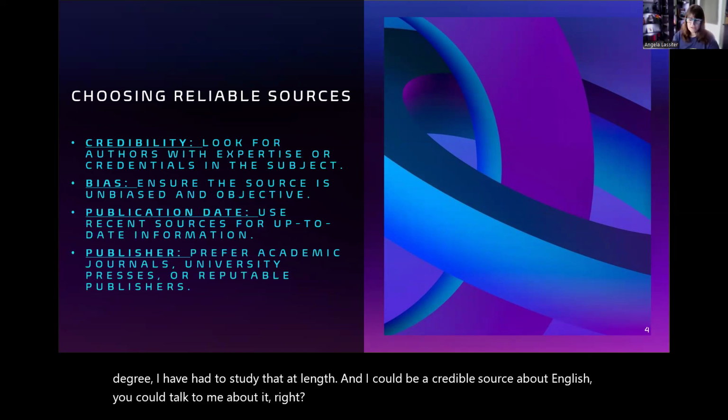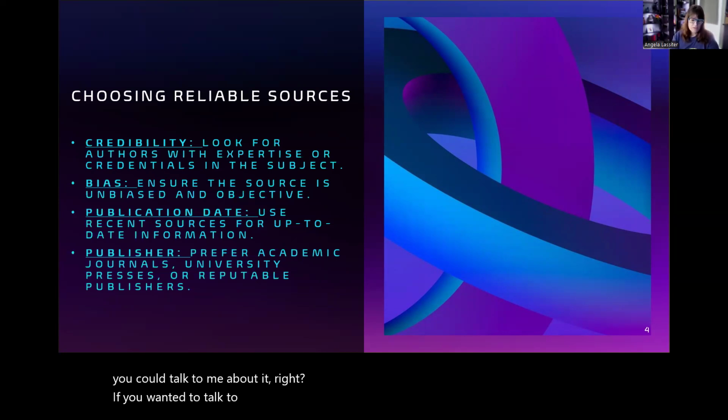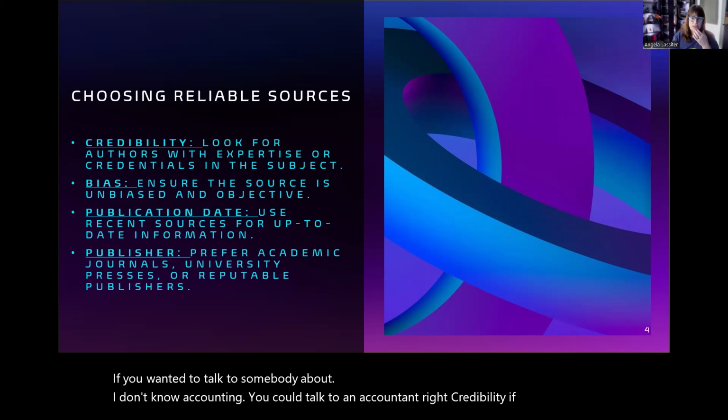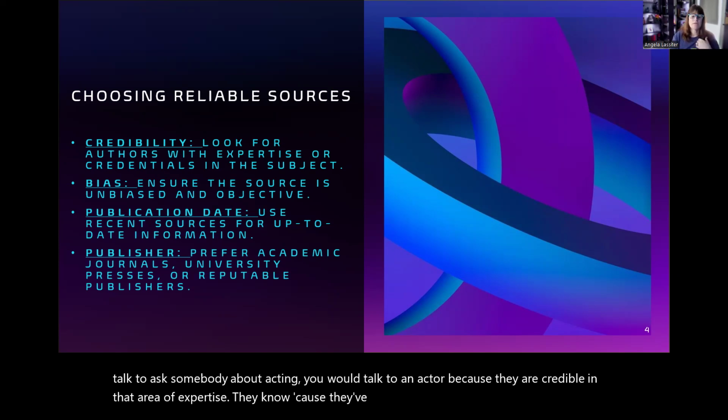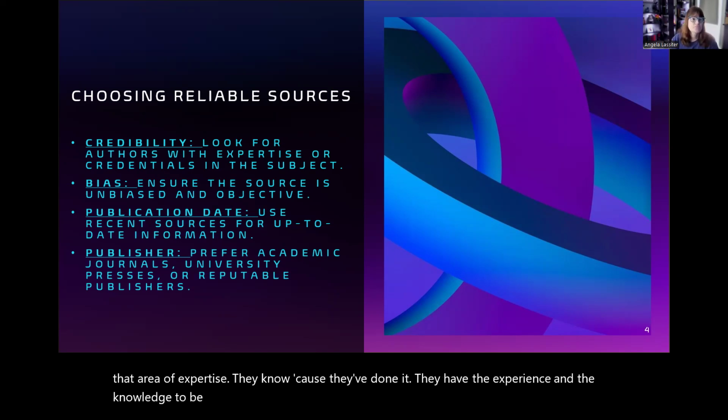If you wanted to talk to somebody about accounting, you could talk to an accountant, right? If you wanted to talk to somebody about acting, you would talk to an actor, because they are credible in that area of expertise. They know because they've done it. They have the experience and the knowledge to be credible at it.